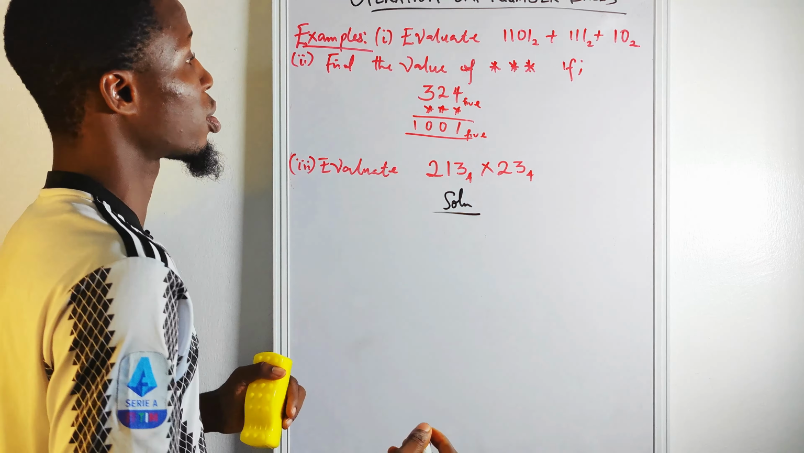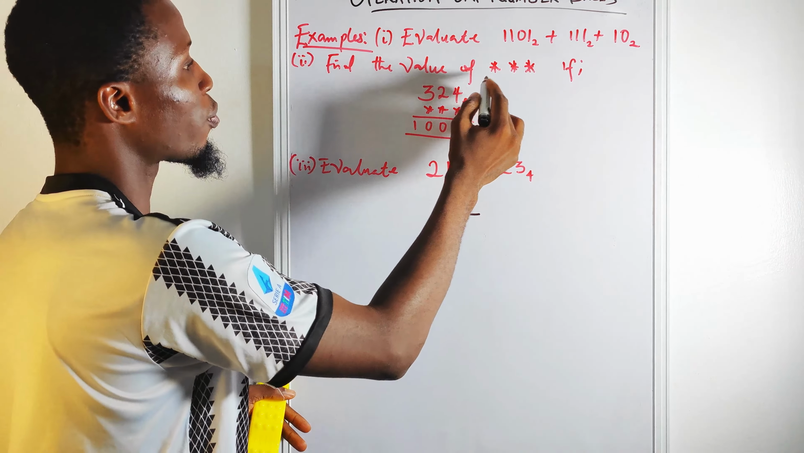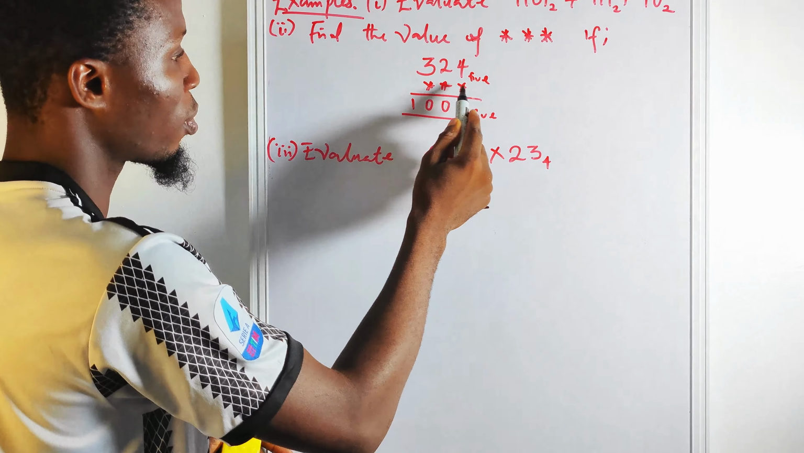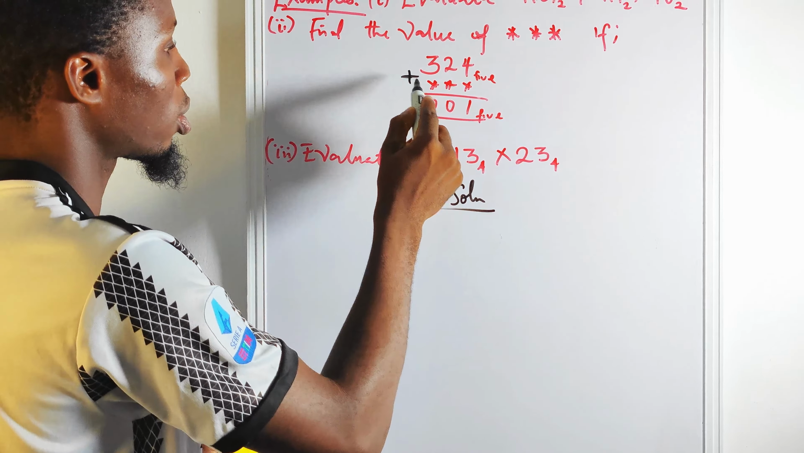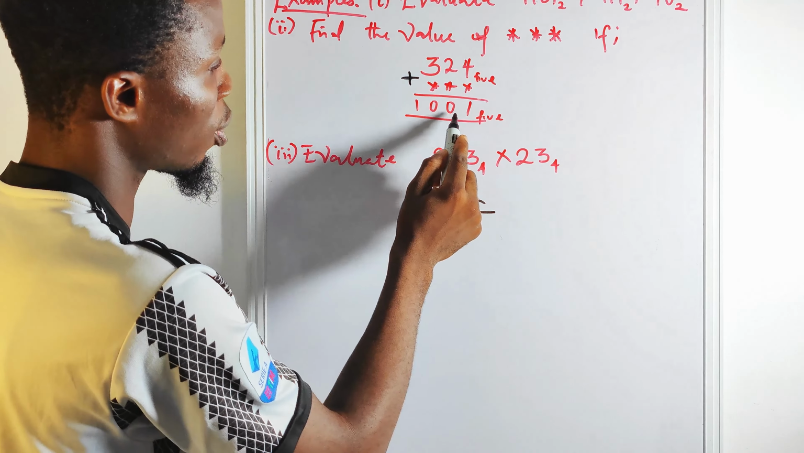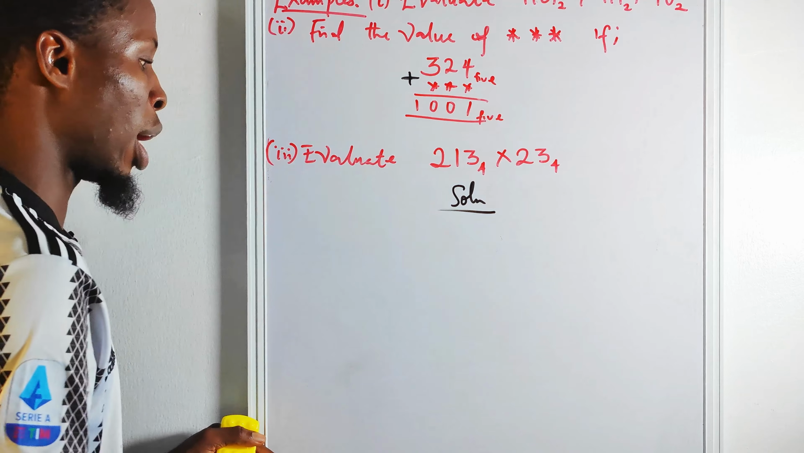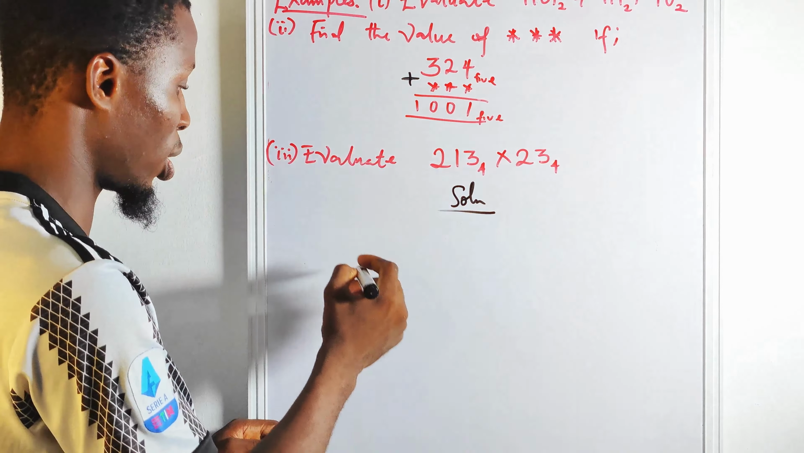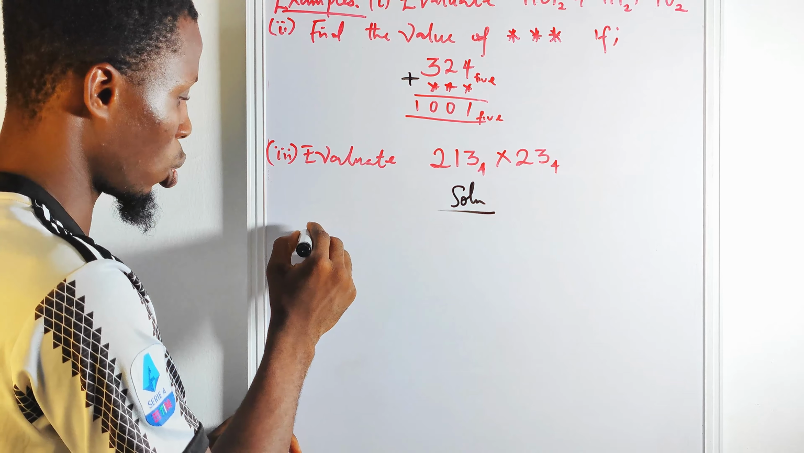Now the second question says find the value of star star star if 34 base 5 plus star star star equals 1001 base 5. Now, I will be using the solving equation format. So we're putting it in equation format.